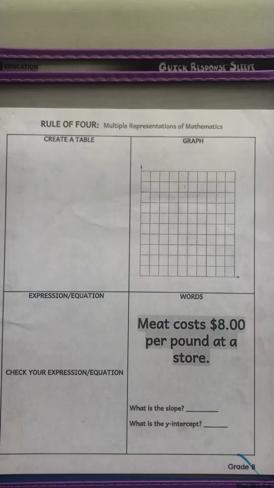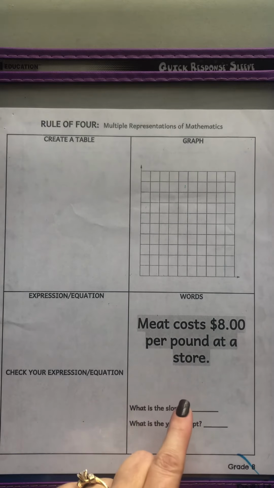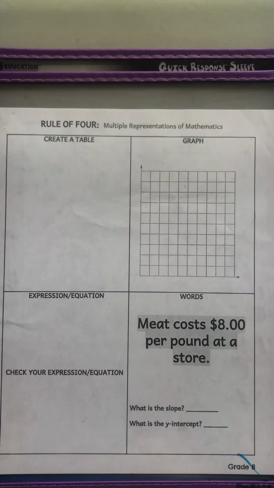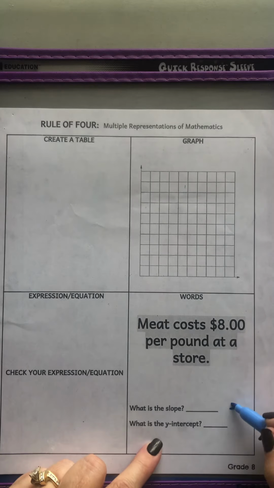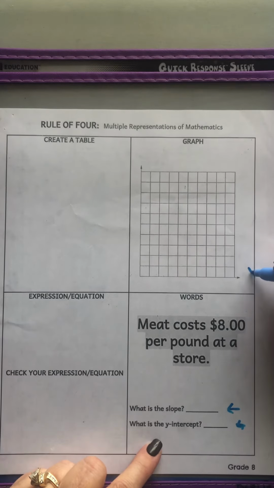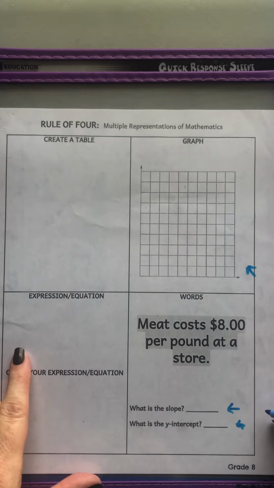So let's start here. What did they give us? They gave us the words. They gave us that the meat costs $8 per pound at a store. So if the meat costs $8 per pound at a store, we have to find the slope and the y-intercept of this. These two pieces of information we can also find when we graph it. So let's see what happens.